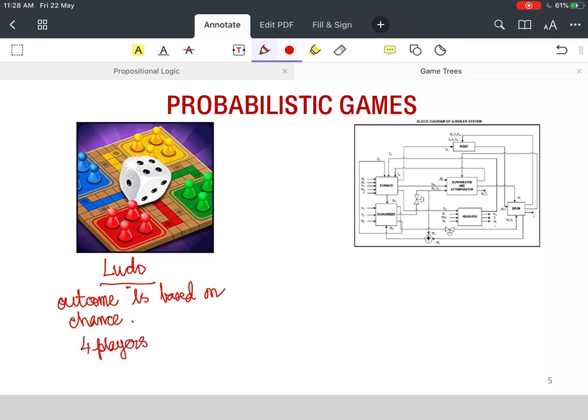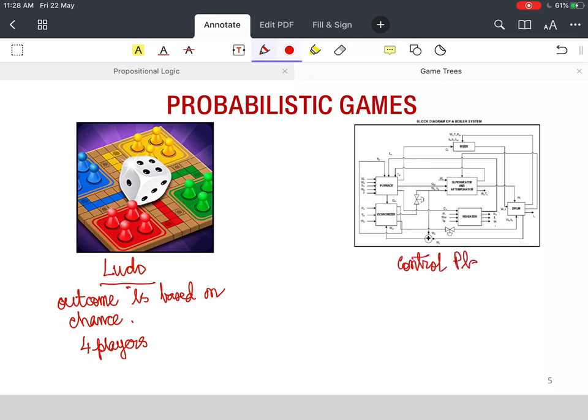Here again, we have got 4 players. But the interesting thing is that while every player plays, every player's move is determined by some probability. You cannot exactly decide your move. You are constrained on your move in terms of the roll of that die.